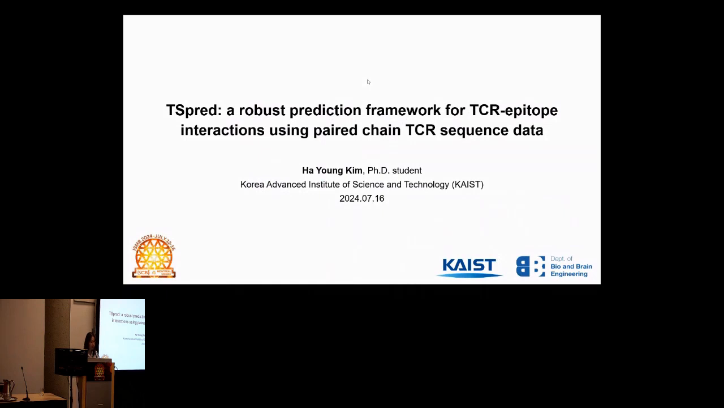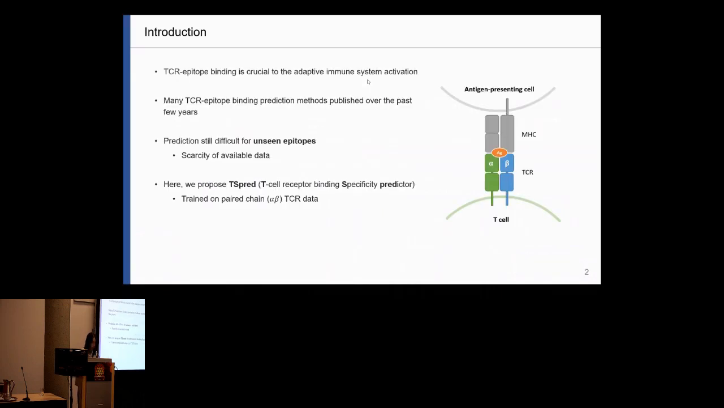Today, I'd like to talk about our recent work on TCR-epitope interaction prediction. TCR-epitope binding is crucial to the adaptive immune system activation, and many TCR-epitope binding prediction methods based on machine learning have been published over the past few years. However, prediction is still difficult for unseen epitopes, which are epitopes not seen during training. And the reason for this is the scarcity of currently available data.